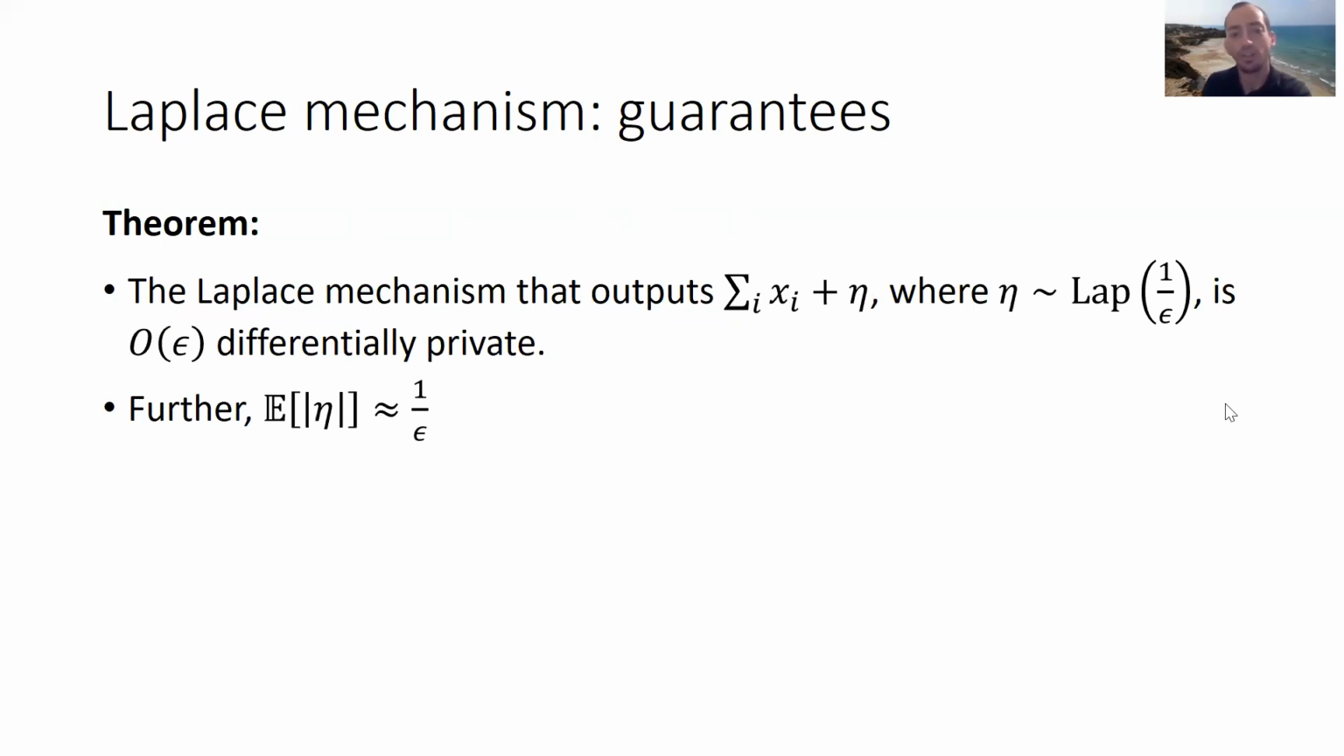If we were interested in the average, then the noise would be of magnitude 1/(εn). Because I just said, let's output the sum, not the average, then the noise doesn't depend on n. But if you're interested in the average, then you scale everything down by n. Then the noise would be of magnitude 1/(εn), and you see that it goes to zero as the data set size goes to infinity.